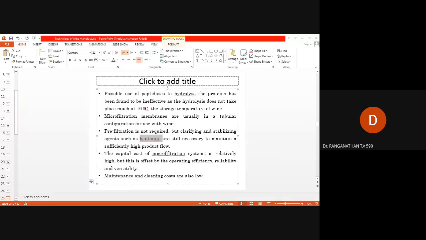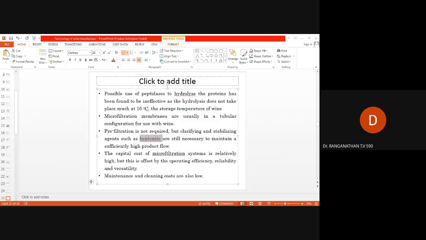Now, filter aids are used everywhere in the food industry. What is a filter aid? What is the role of filter aid? What is filter cake resistance? That is the cake formed by the retaining of solid particles on the filtrate. It will give resistance to the flow because it forms a cake-like structure. What is the meaning of filter aid?